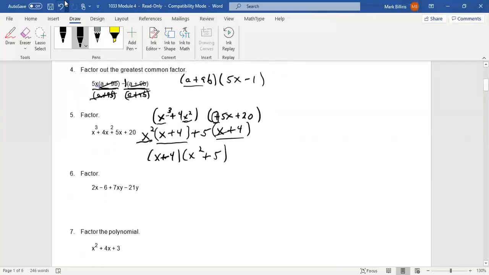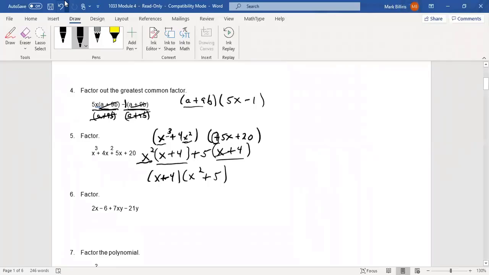Next example. Again, we have 4 terms. So anytime we have 4 terms, we're going to factor by grouping. So what I'm going to do is put parentheses around my 2x minus 6 and parentheses around the plus 7xy minus 21y. So in my first group, the only thing that divides into 2x and minus 6 is a 2. So I factor out a 2, and 2x divided by 2 is x. Negative 6 divided by 2 is a minus 3.